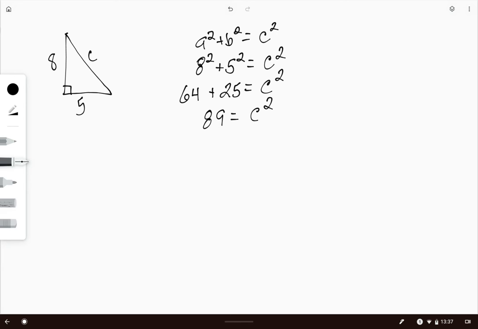The next thing I'm going to do is take the square root of both sides of the equation, because the square root is the inverse operation of the exponent. What I do to one side, I have to do to the other side. So that cancels that out, and I'm left with c equals the square root of 89.